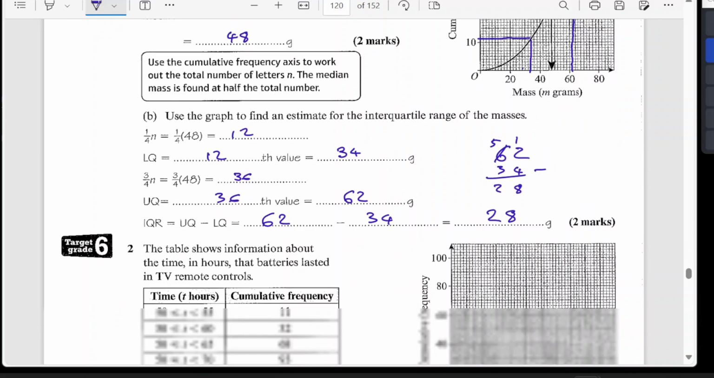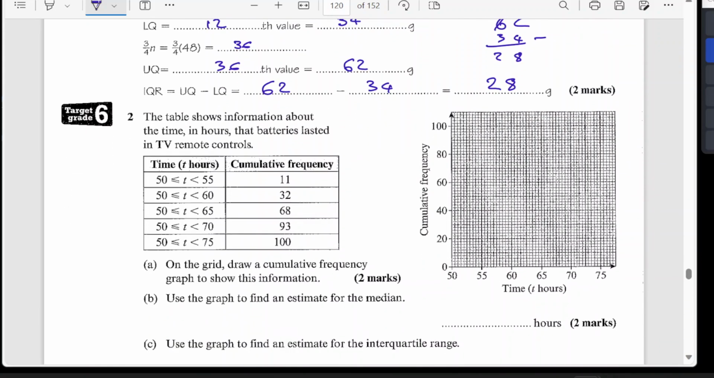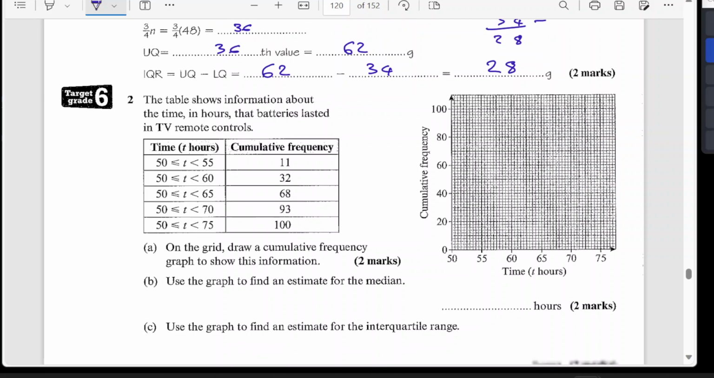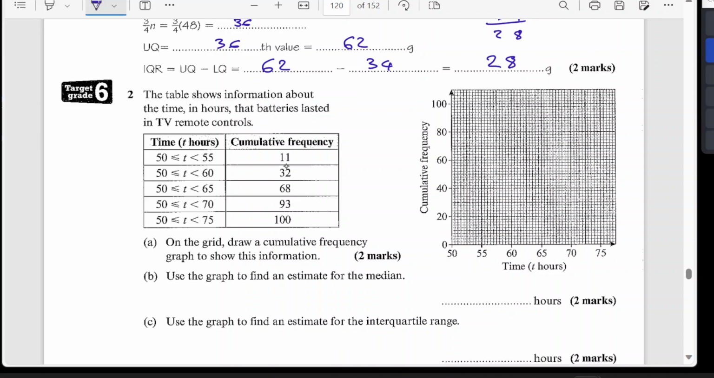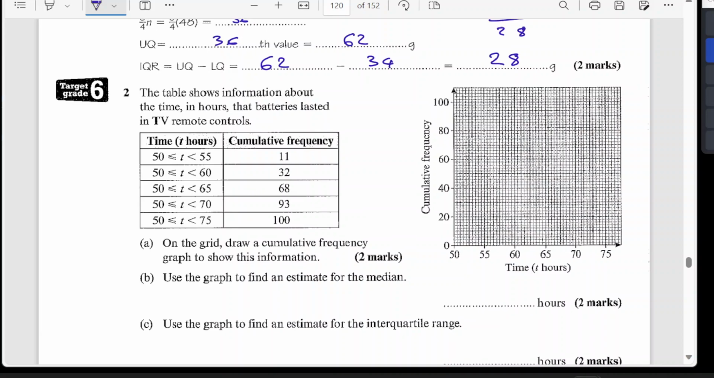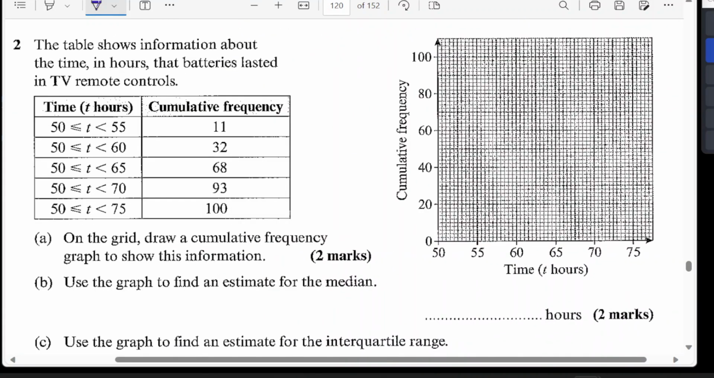Okay. Question 2. This table shows information about the time in hours that batteries lasted in a TV remote. We've got our time and we've got our cumulative frequency. On the grid, draw a cumulative frequency graph to show this information. I'm going to make this as big as I can comfortably. I always plot these at the maximum point. So at 55, I'm going to plot 11.